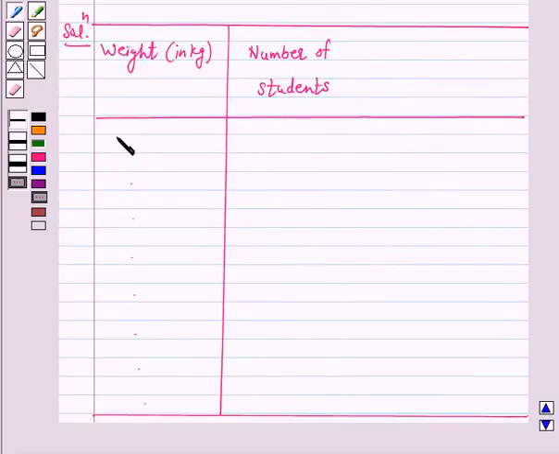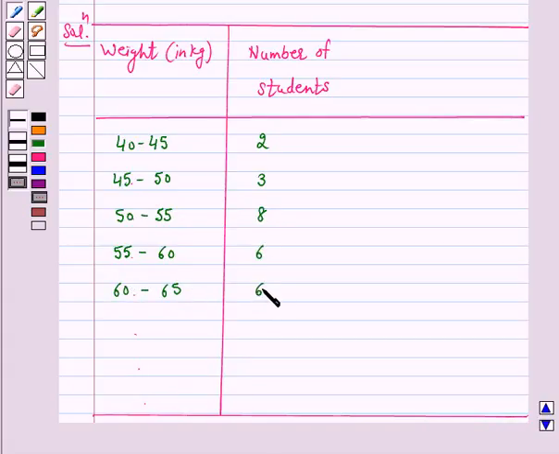Now 40 to 45 is the weight of 2 children, and 45 to 50 is the weight of 3 children, and for 50 to 55 we have 8 children, and in the group 55 to 60 we have 6 children, and in the group 60 to 65 there are 6 children, and in the group 65 to 70 there are 3 children, and in 70 to 75 there are 2 children.